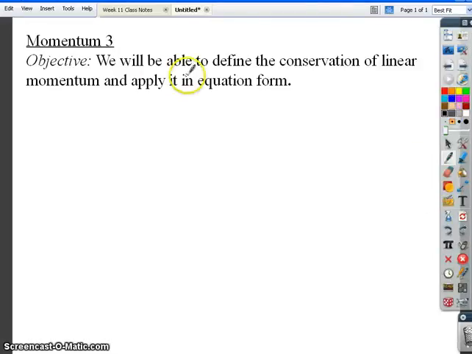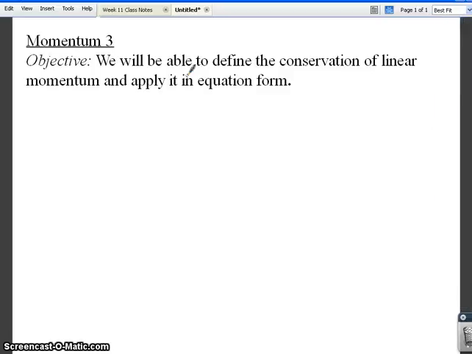Today we will be able to define the conservation of linear momentum and apply it in equation form. So today is about conservation of linear momentum and how we use that in an equation. So let's define that first.